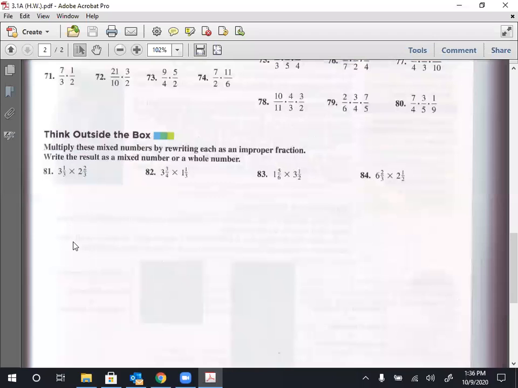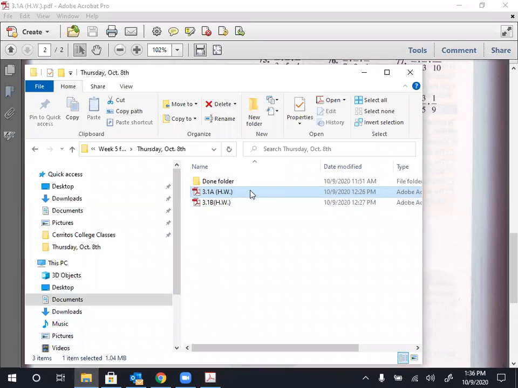Okay? Let's jump to the next worksheet. How long do you have time? I'll give you till 2 o'clock because it's 1:38, so that's another 20 minutes. Okay?